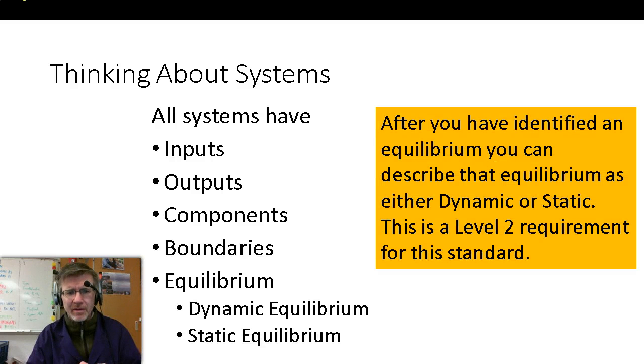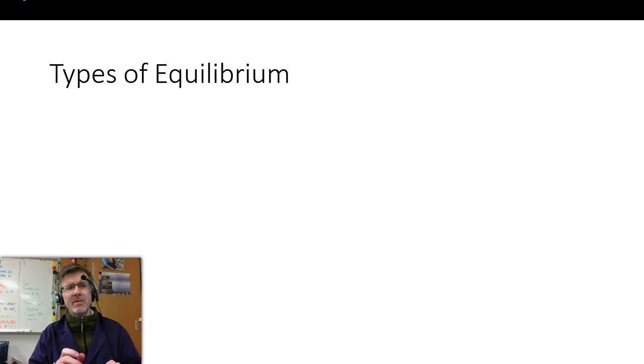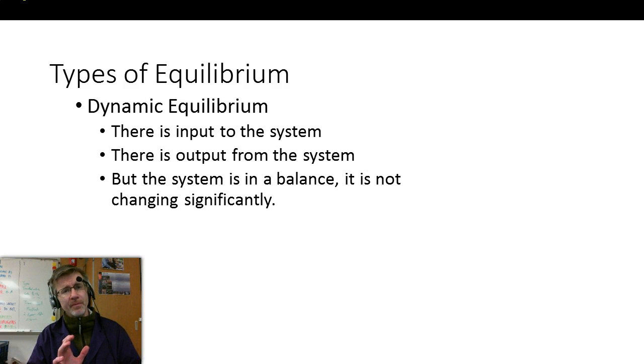So when it comes to equilibrium, we differentiate between two different types: dynamic equilibrium or static equilibrium. And being able to tell those two apart, that's a level 2 requirement for the standard. So let's talk about those. So my types of equilibrium: dynamic equilibrium or static equilibrium. And here's how it breaks down.